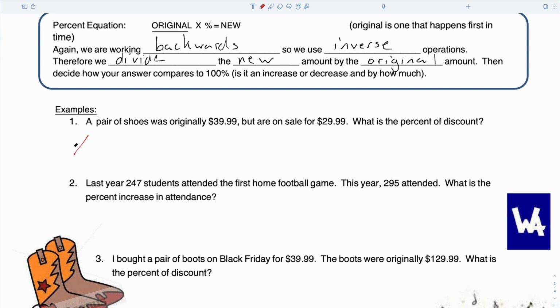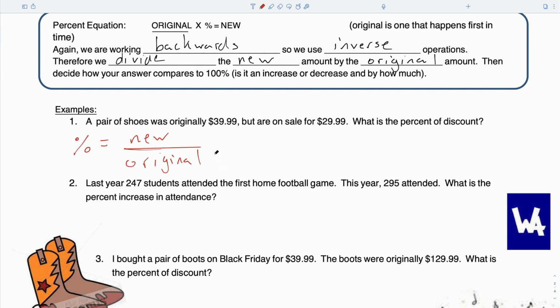When we need to find the percent, write this. Your percent equation is going to take the original price and divide it by the new price. Oop, reverse that. New on top, original on bottom. Erase it. New by original. Divide the new by the original. Okay. That's your equation for finding percent.